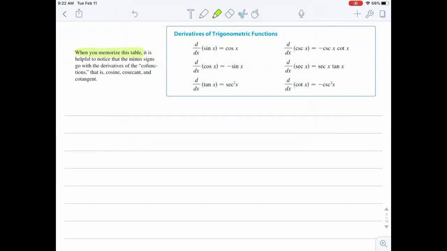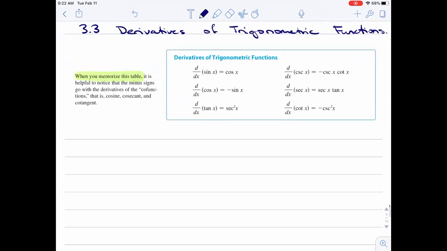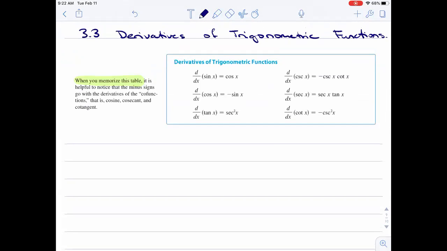You have to memorize this table, but it does have a helpful hint here, right? So let's look at the usual suspects, right? Sine x, cos x, tan x. The derivative of sine is cos x. The derivative of cos x is negative sine x. The derivative of tan x is secant squared x. Ouch. Cosecant, negative cosecant x cotangent x. Who knows what the logic is there?